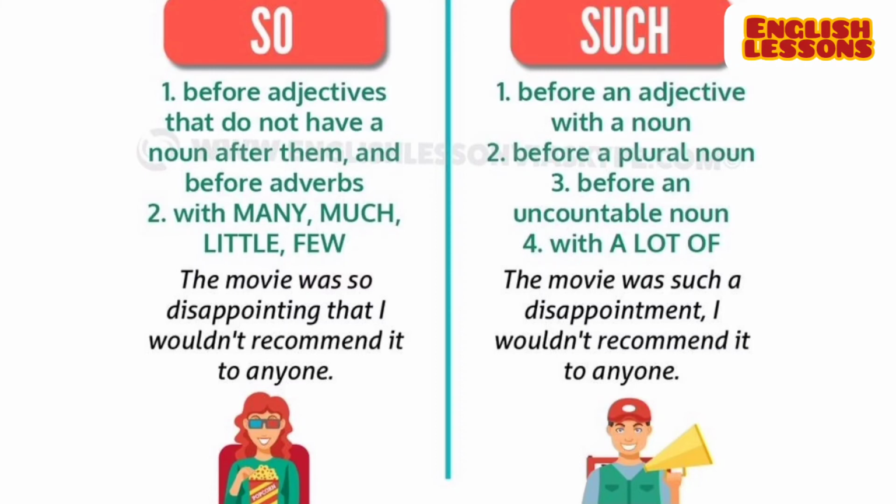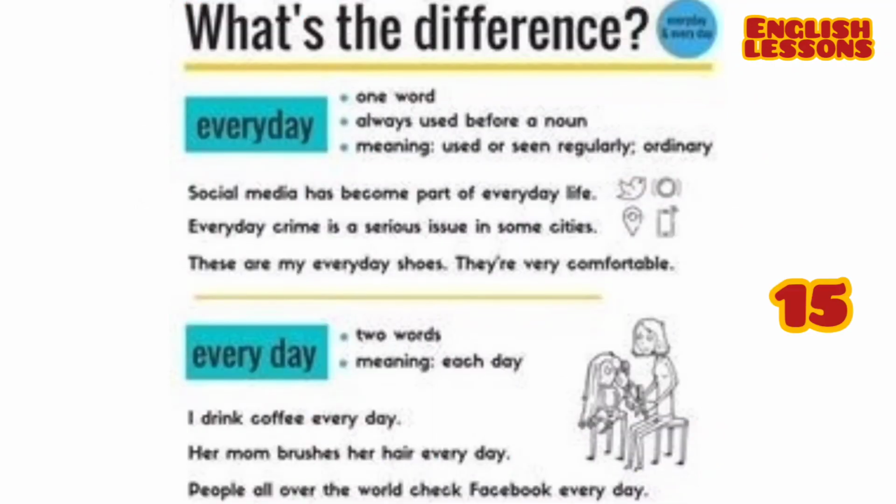For examples of so, the movie was so disappointing that I wouldn't recommend it to anyone. The movie was such a disappointment, I wouldn't recommend it to anyone. That's number 14. Number 15. What's the difference between everyday and every day? One word, two words. Every day is always used before a noun, meaning each day.